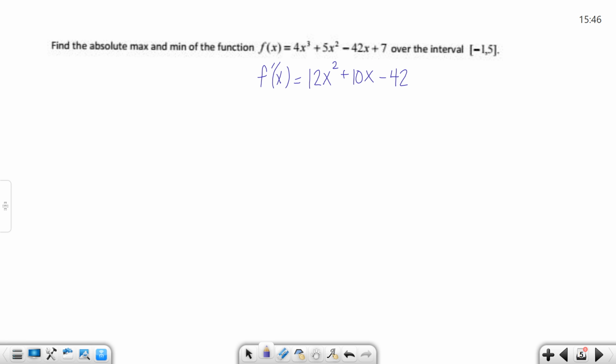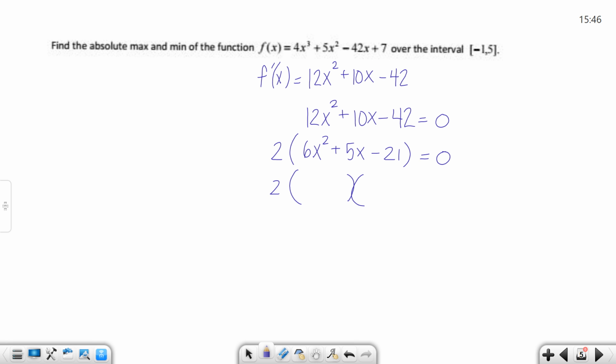So what you do next is you take that derivative and you set it equal to 0 to see where the derivative equals 0. That gives you your critical number. What I notice about this is that they share a common factor of 2. We can factor this polynomial. You can do it by trial and error. You can do it by bottoms up. It doesn't matter. You just have to be able to factor it.